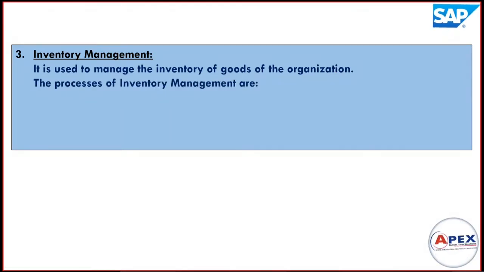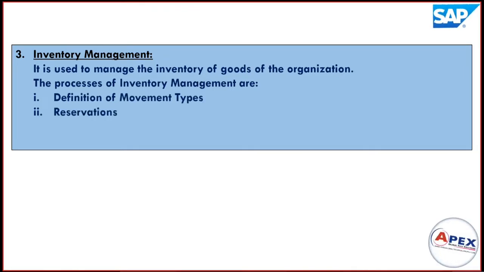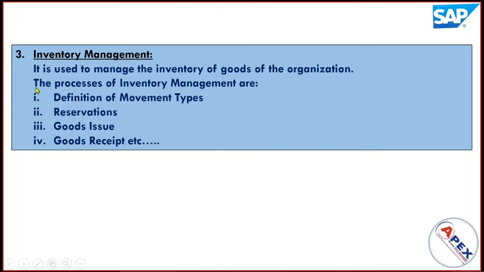The processes of inventory management are several. We are going to use movement types. Next, we are going to make a reservation. Next, we have goods issue. Next, we have goods receipt. So all these things, you just understand what inventory management is. Later, we will see all these in detail. These processes, movement type, reservation, goods issue, till now there is no need of these.